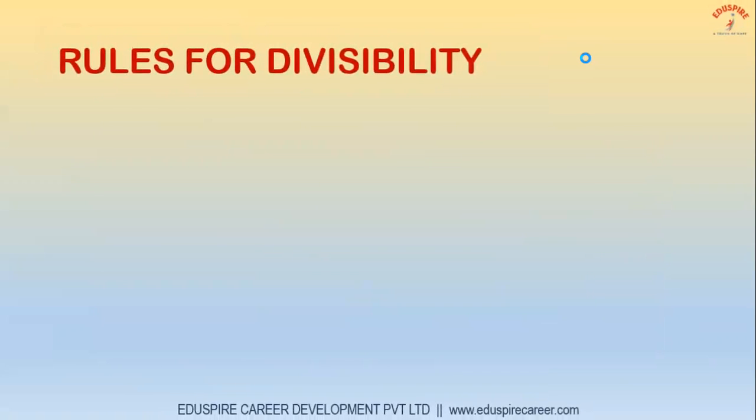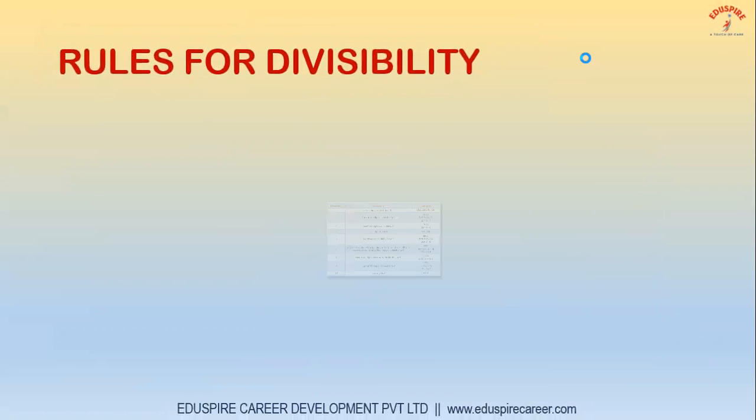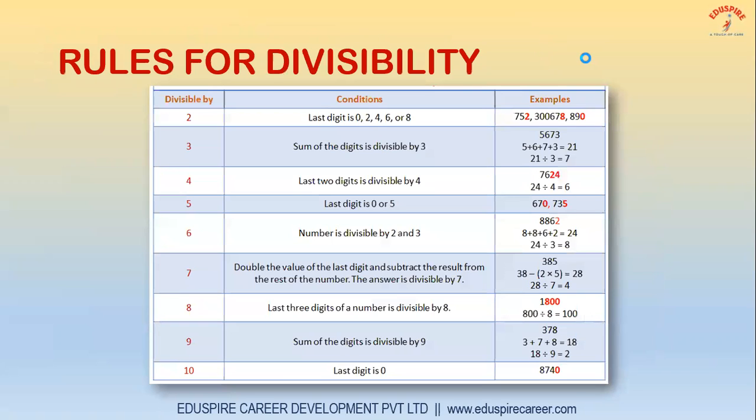We will look at some rules for divisibility. Now this table will demonstrate some typical rules for divisibility by 2 up to 10. For example, you can see if I have to check whether a number is divisible by 3, I have to sum up the digits. If the addition of the digits is divisible by 3, then we will say that number will also be divisible by 3. So that way we have a rule for all these numbers.